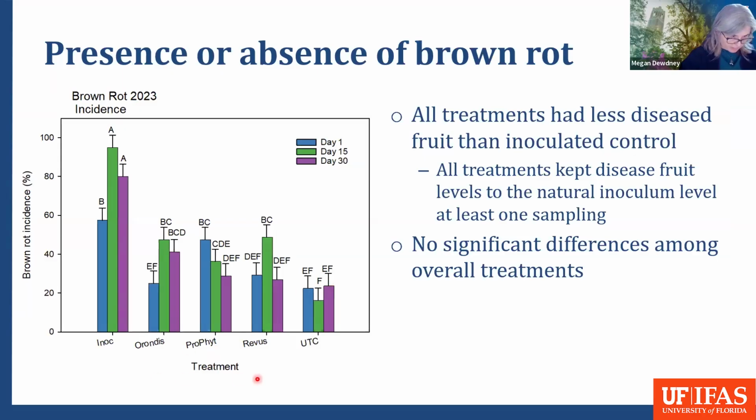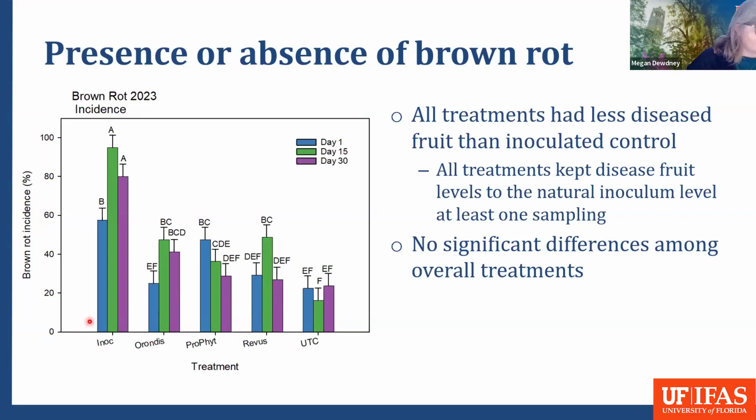Here we have our treatments and our brown rot incidence, and our bars represent the days after the application when we collected fruit: day 1, day 15, and day 30. Here we have our untreated control. You can see there's a base rate of Phytophthora brown rot of about 22% in the grove. It changes a little bit over time. Not sure why, just the way things work sometimes.